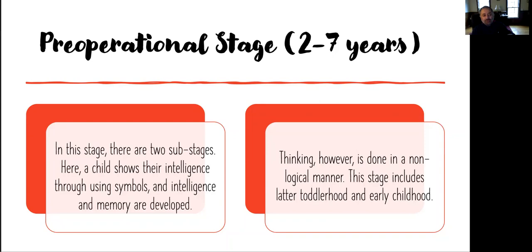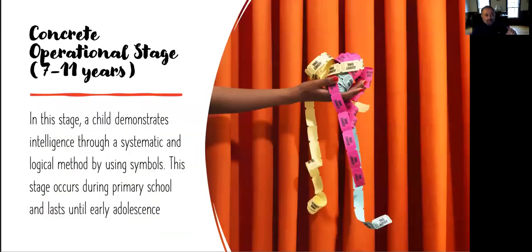Here, a child shows their intelligence through using symbols, and intelligence and memory are developed. So thinking, however, is done in a non-logical manner, he said. This stage includes later toddlerhood and early childhood. That's 2 through 7 years of age.